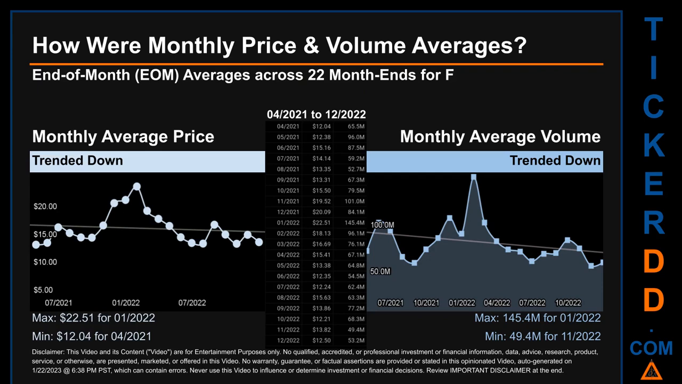How were price and volume averages for F? Across 449 trading days, there were a total of 22 month ends, of which monthly averages for daily price and volume were calculated. Overall, monthly price average trended down while monthly volume average trended down. The maximum end of month average price was $22.51 for 01/2022 while the minimum was $12.04 for 04/2021. Looking at volume, 01/2022 and 11/2020 respectively saw the highest and lowest monthly average volume at 145.4 million and 49.4 million.